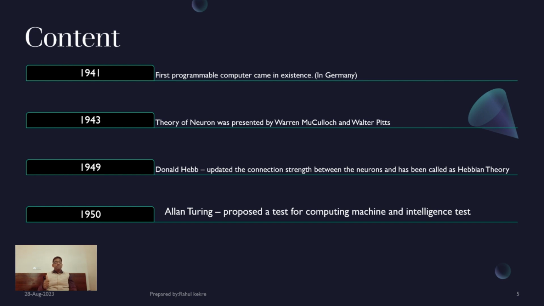In 1943, the theory of the neuron was presented by Warren McCulloch and Walter Pitts. Then in 1949, Donald Hebb updated the connection strength between neurons, which has been called Hebbian theory. That's great. And then in 1950, one scientist, Alan Turing, what does he propose? He proposed a test for a computing machine, an intelligence test.